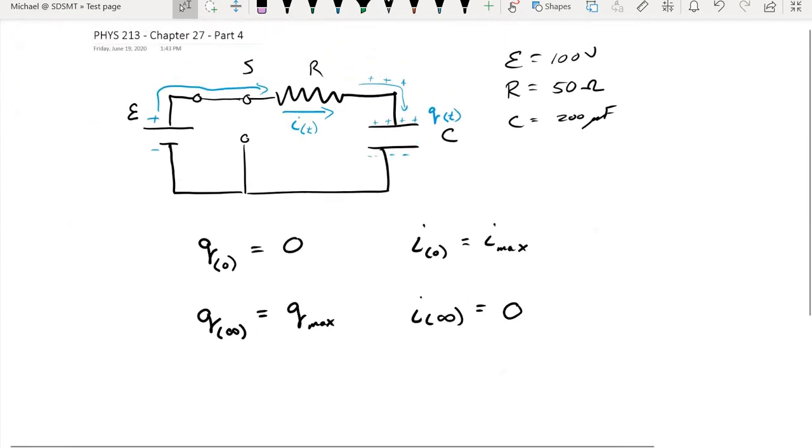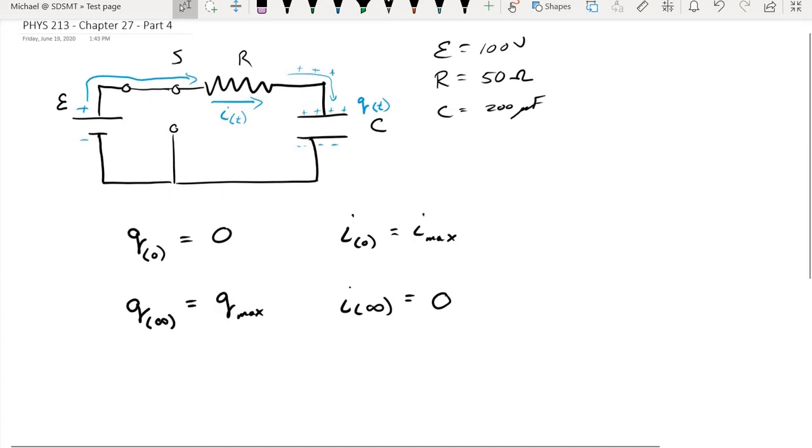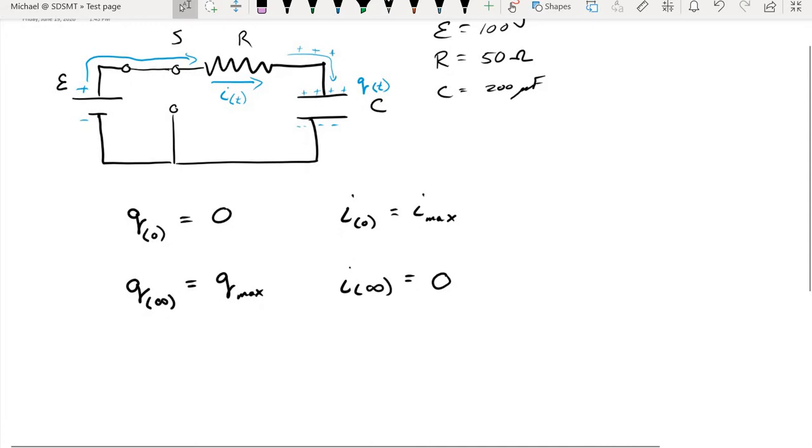Now these are things that we can argue. They should make sense, but can we prove them in the mathematics? And the way we're going to do that is to use Kirchoff's law on this circuit. First step of Kirchoff's law says you need to pick a starting point on your circuit. We have a closed path that involves the battery, the resistor, and the capacitor.